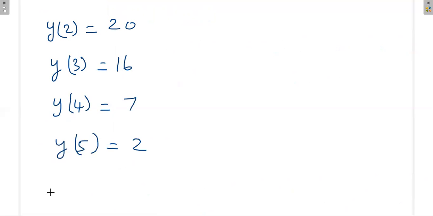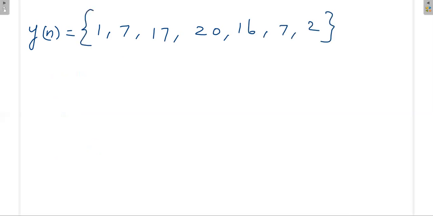So finally, we'll write all y's sample values, output sample values. Finally, y of n is 1, 7, 17, 20, 16, 7, 2. This is final y of n, and also we know that it will go from -1 to +5. 1, 2, 3, 4, 5. So again, what is our original x of n?